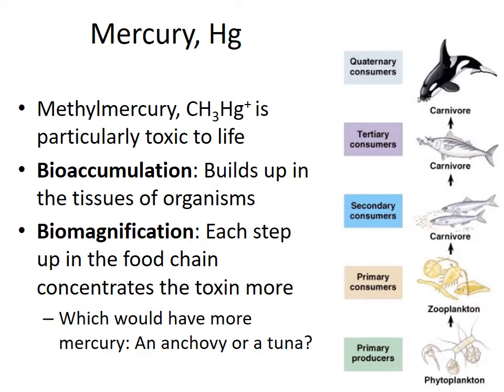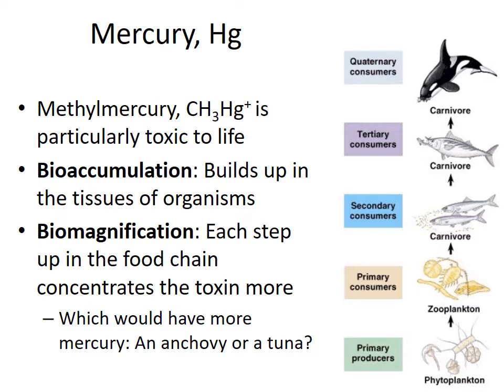Mercury is one of the most infamous heavy metals for marine pollution because it's quite common and quite harmful, and there are a lot of cases where marine organisms and even humans that have eaten seafood have been poisoned by mercury. The form of mercury that's particularly bad is called methylmercury, a chemical compound where a methyl group is attached to the mercury, and it's more toxic in that form than in other forms.